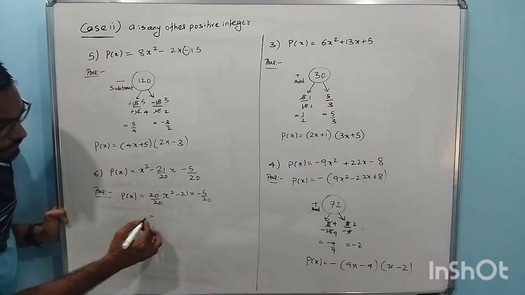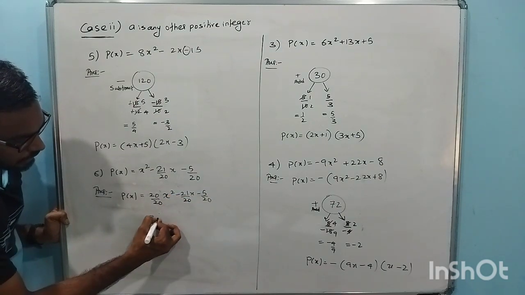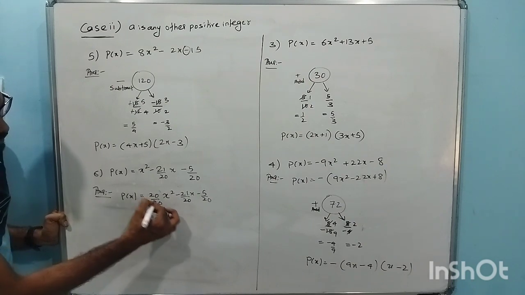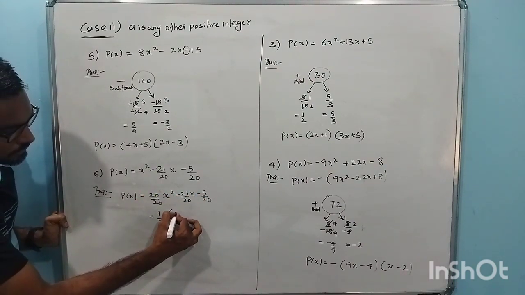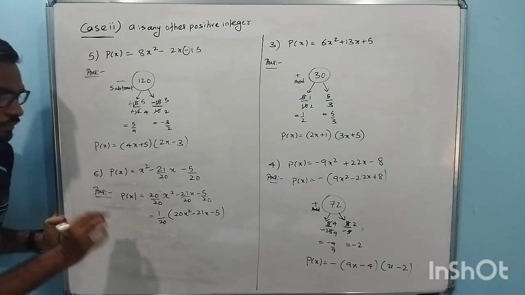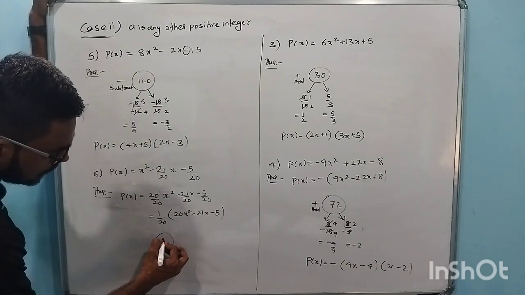Then next step, here also 20. Okay, take the 20 common out. Understood? So somehow you have to make all three integers. So this is 20x square minus 21x minus 5. Now you can solve. Okay, so 20 into 5 is 100.